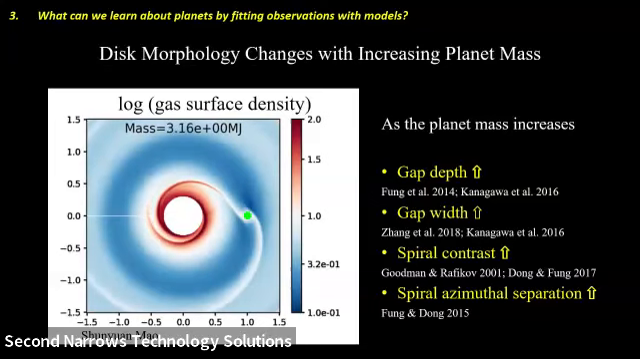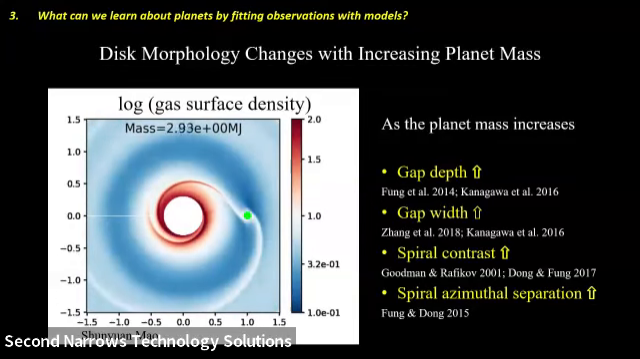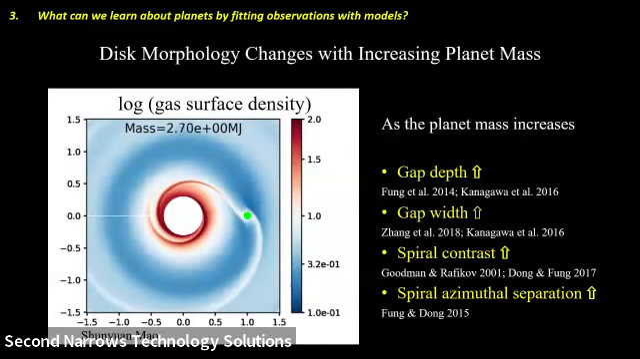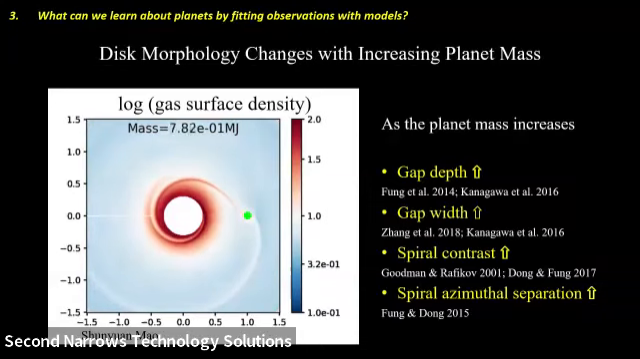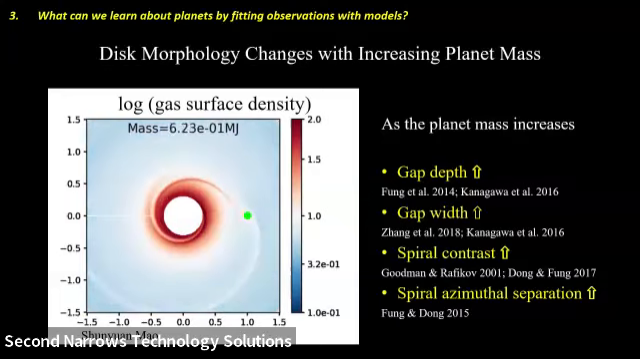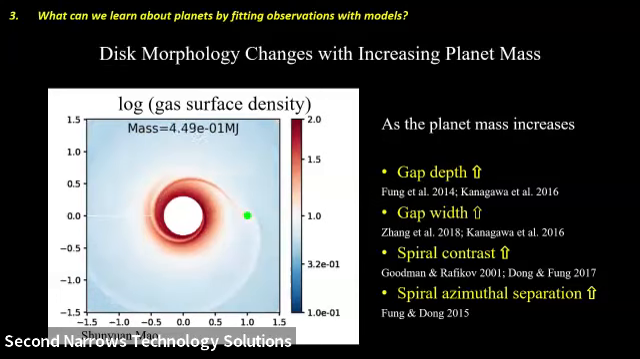So as the planet mass increases, a few things happen, right? You see the planet opens a deeper and deeper gap. The radial width of the gap also becomes larger. You can see the gap becomes wider, right? And also the spiral density waves become more prominent. Their contrast increases with respect to the background. And finally, this is more subtle, the azimuthal separation between the 2 spiral arms also increases. You can see at the beginning, they're very close to each other, but towards the end, they're sort of in a 180-degree away configuration.